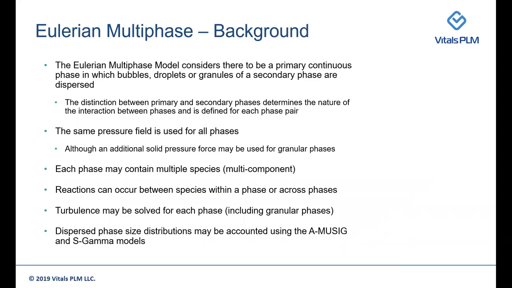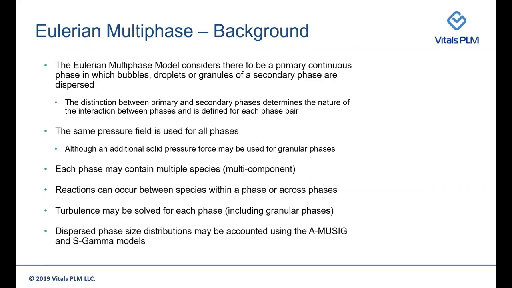To understand a bit more about the all-in multiphase model, it considers that there should be a primary continuous phase in which the secondary phase, a bubble or droplet, is dispersed. So the distinction between the primary and secondary phase determines the nature of interaction between the phases. Though the all-in multiphase model solves a set of equations for each phase, it solves the same pressure field for all the phases.